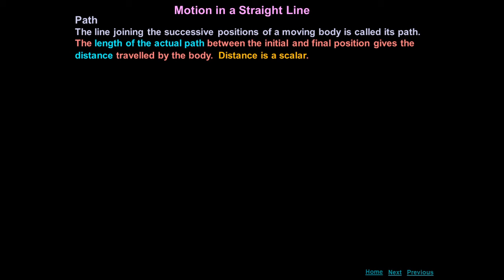The length of the actual path between the initial and final position is called the distance travelled by the body, and distance is a scalar quantity.